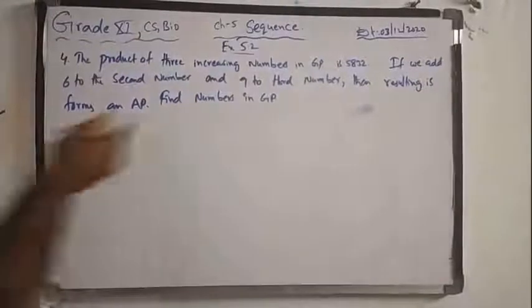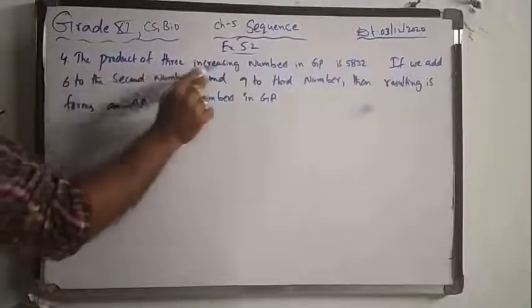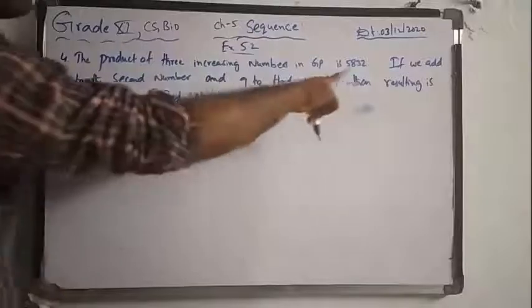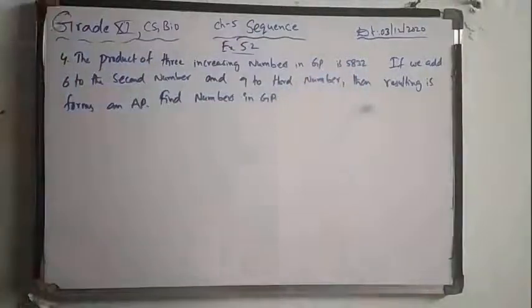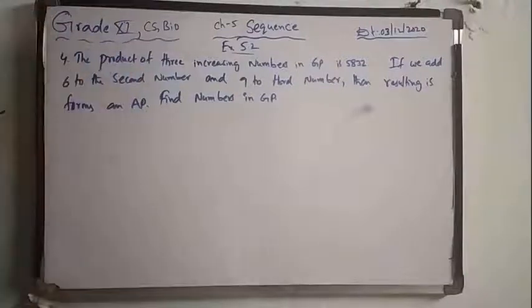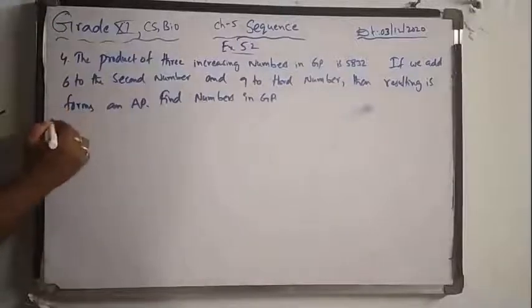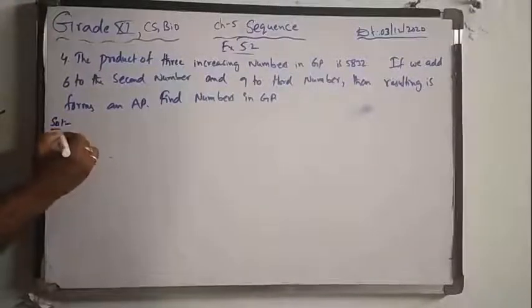Today we are going to see exercise 5.2, fourth question. The question is: the product of three increasing numbers in GP is 5832. If we add 6 to the second number and 9 to the third number, the resulting numbers form an AP series. We have to find the numbers that are in GP. So let us see the solution.